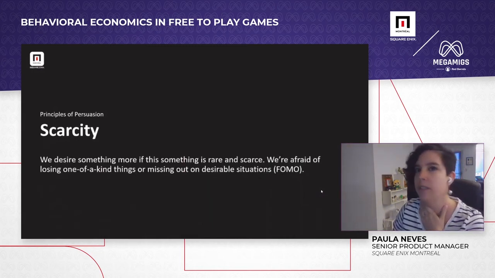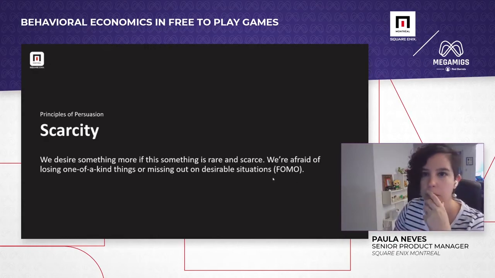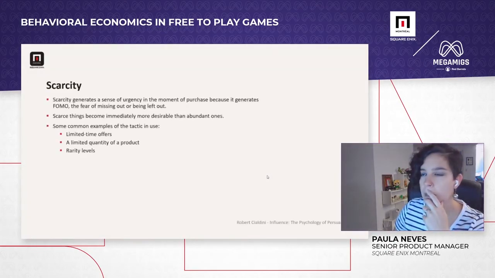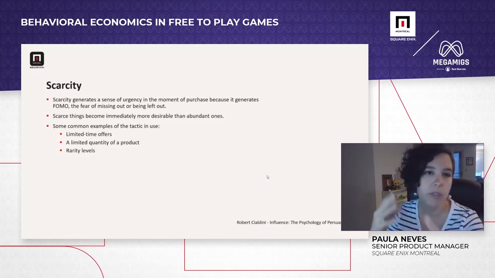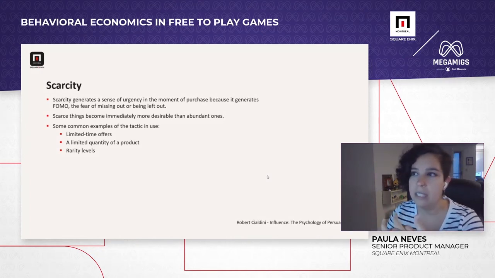The next one is scarcity. So it's basically saying that if something is scarce, we will desire it more just because it's rare and scarce, right? We're afraid of losing the one-of-a-kind things or missing out on desirable situations. So the fear of missing out, basically. Scarcity generates a sense of urgency in the moment of purchase because it generates fear of missing out or the fear of being left out.